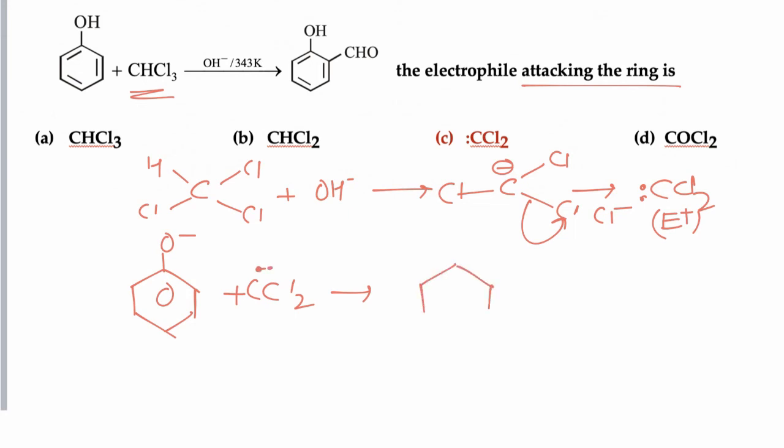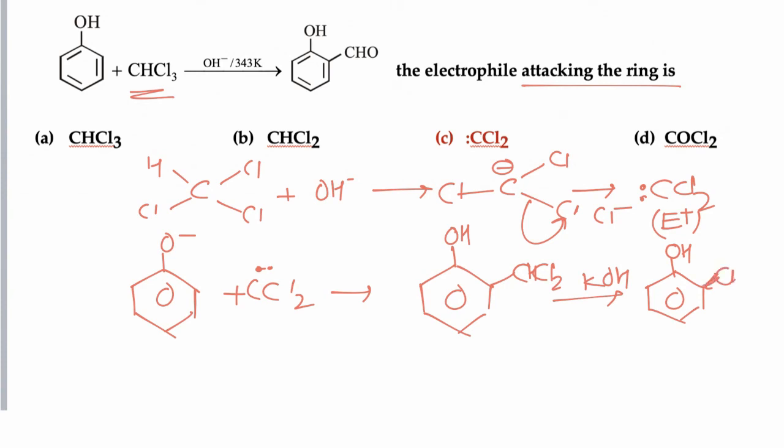Now this electrophile will combine with phenoxide ion and CHCl2 is formed, and finally after hydrolysis salicylaldehyde will be formed as the final product, and hence the electrophile is dichlorocarbene. So the correct answer is C.